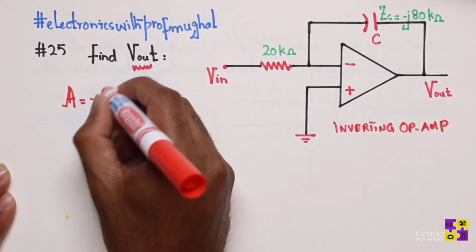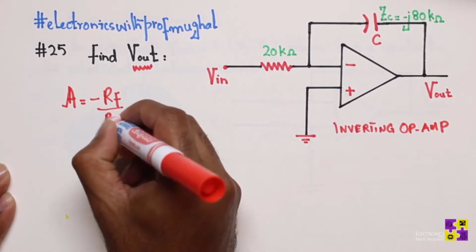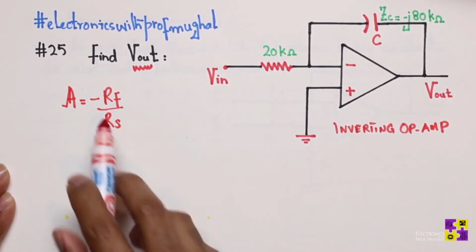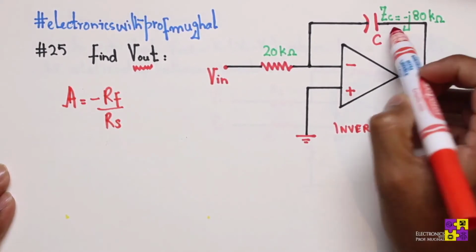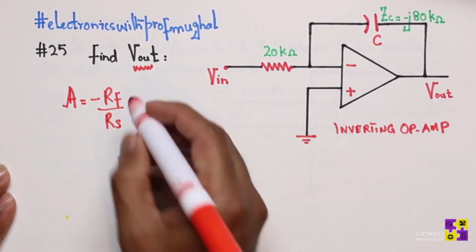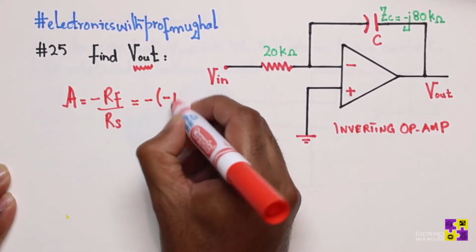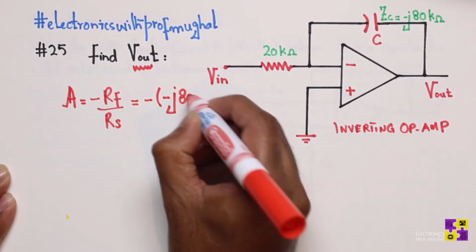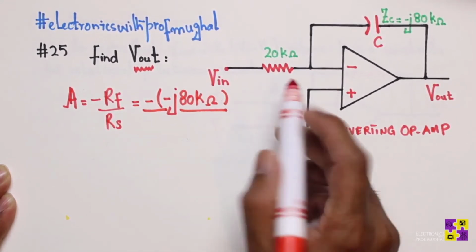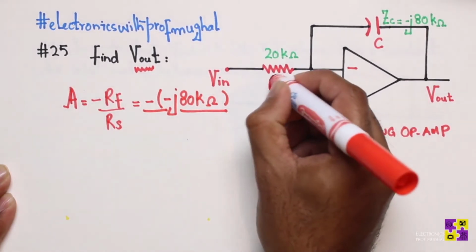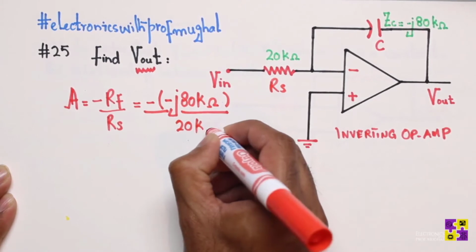is negative feedback resistor over source resistance, which is RS. The feedback resistance is that given over here, which is basically negative j80 kilo ohm. So negative here and then negative j80 kilo ohm, correct? The source resistance is given, that is 20 kilo ohms. Again, remember this is the source resistance. So 20 kilo ohm here.